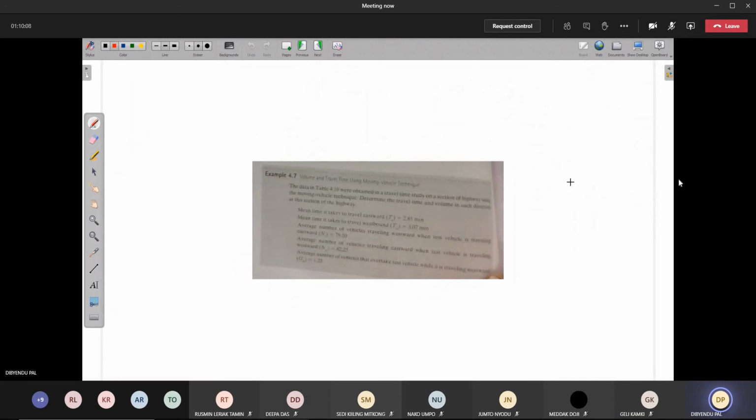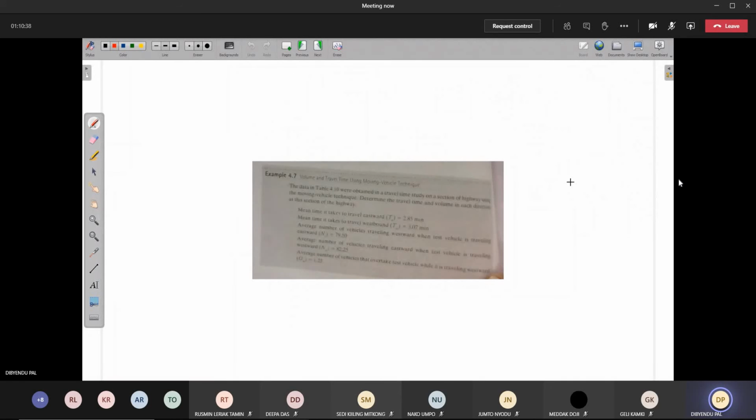The problem is written like this: the data in Table 4.1 were obtained in a travel time study on a section of highway using the moving observer method or moving vehicle technique. Determine the travel time and volume in each direction at this section of the highway. Some table is there, some data are collected. So what is the average data that is given?